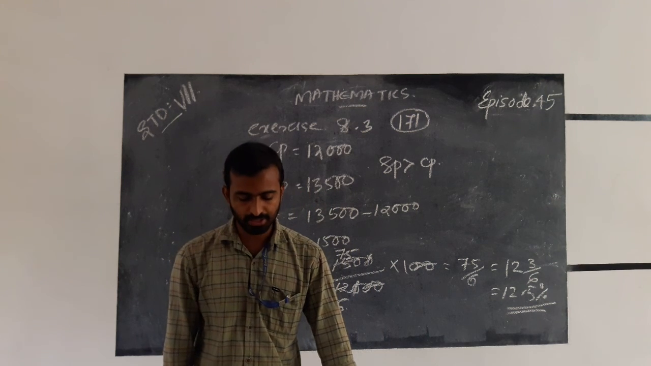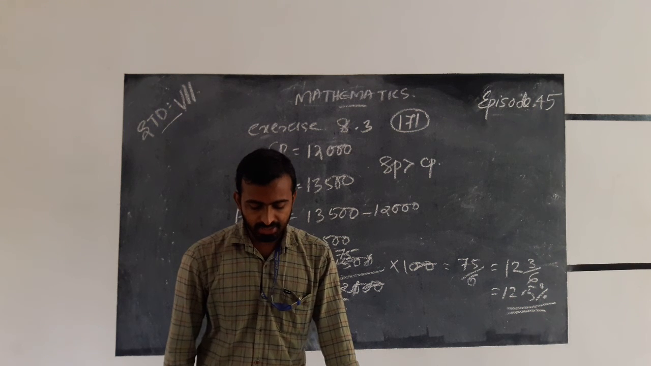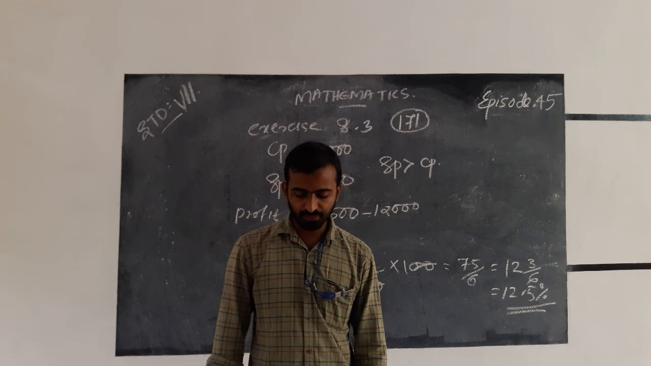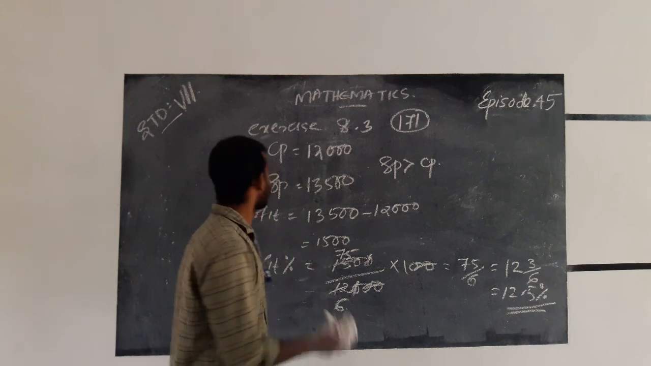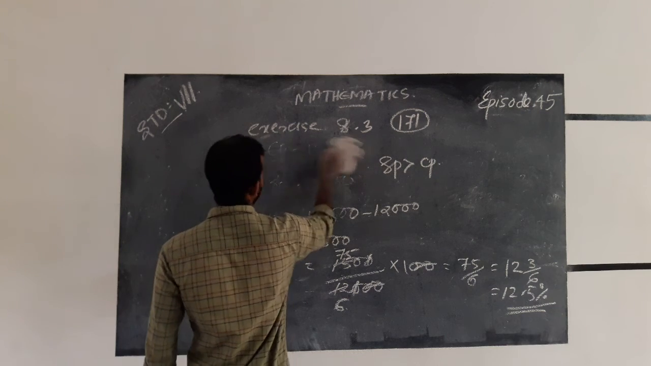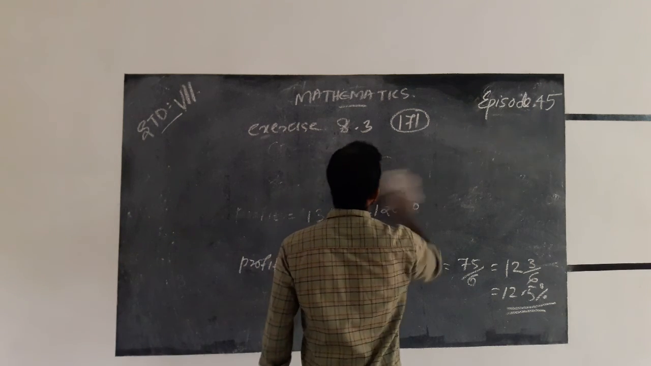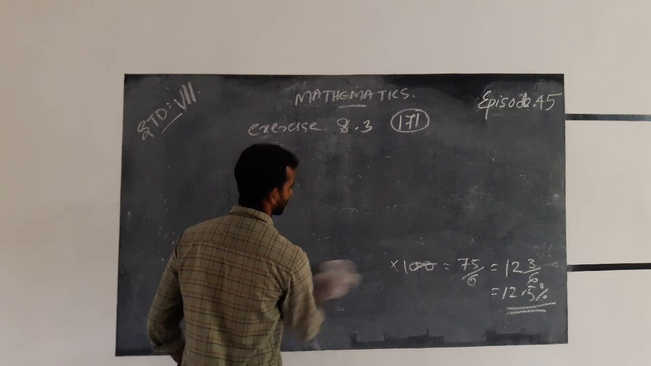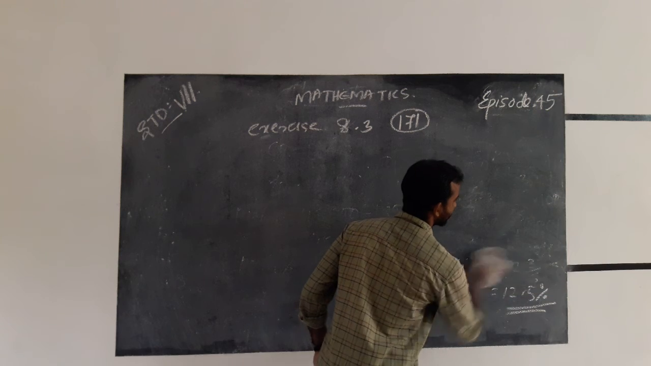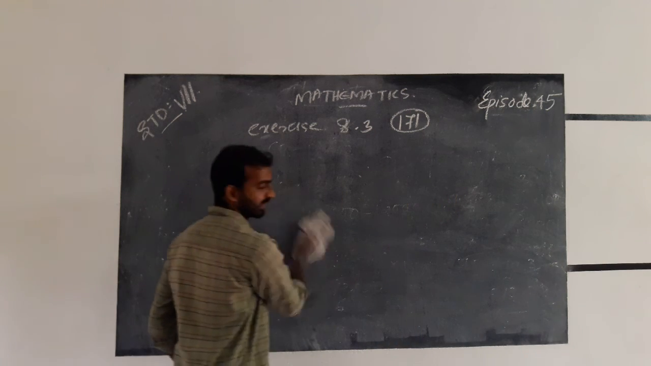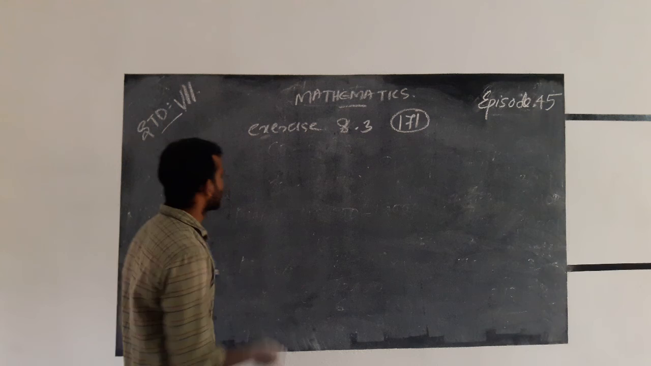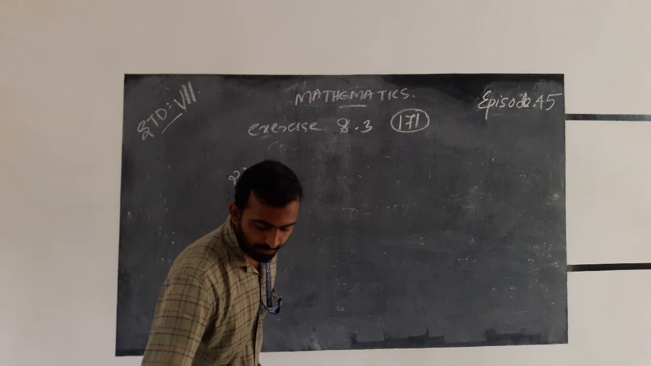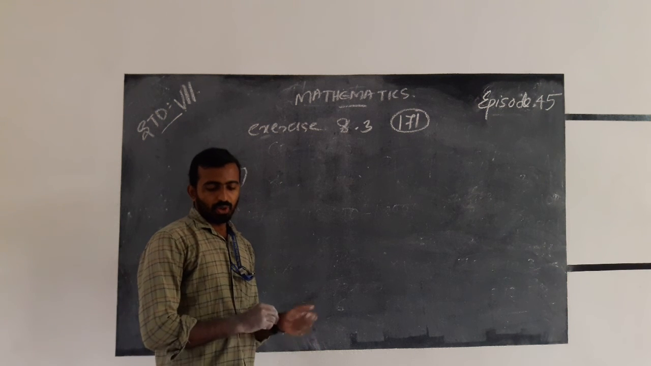The third, C part and D part are also for your homework. And the second is, convert each part of the ratio to percentage. Second question is, convert each part of the ratio to percentage.